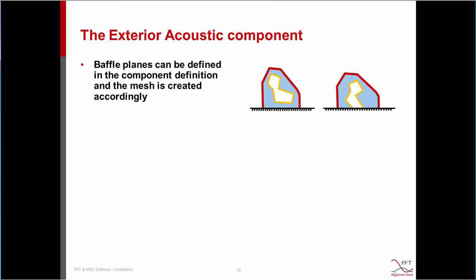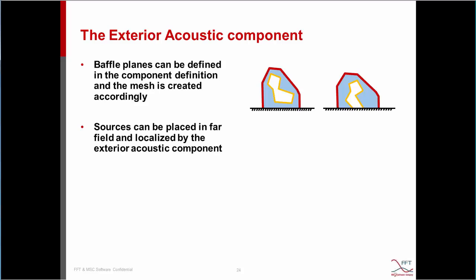So with the exterior acoustic component, we wanted to make sure that users could do all kinds of calculations using this particular component. So we actually made sure that it was compatible with as many things as possible in the Actran component and boundary condition library. The first thing I want to talk to you about are the baffle planes. Sometimes you want to introduce some perfectly reflecting planes in your calculation. This is sometimes tricky to mesh, but actually with exterior acoustic components, you just have to specify the coordinates of this baffle plane in the component definition, and the mesh will be created accordingly. You will see an example of that during the demonstration.